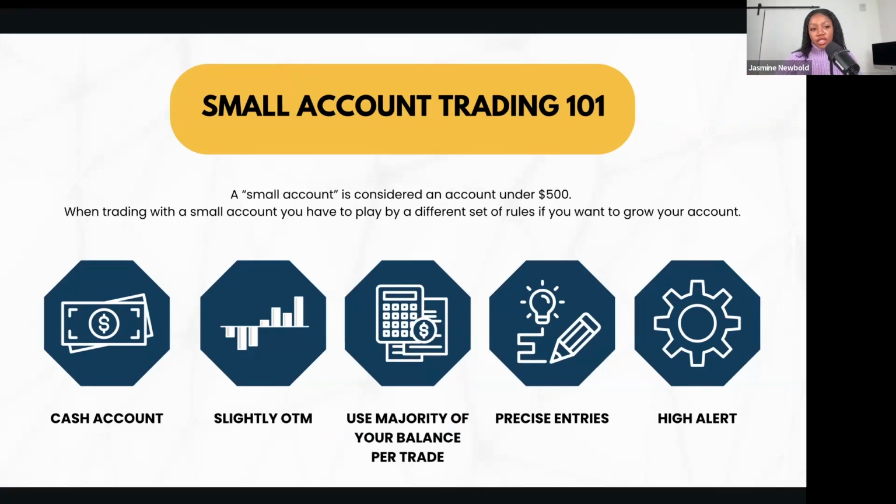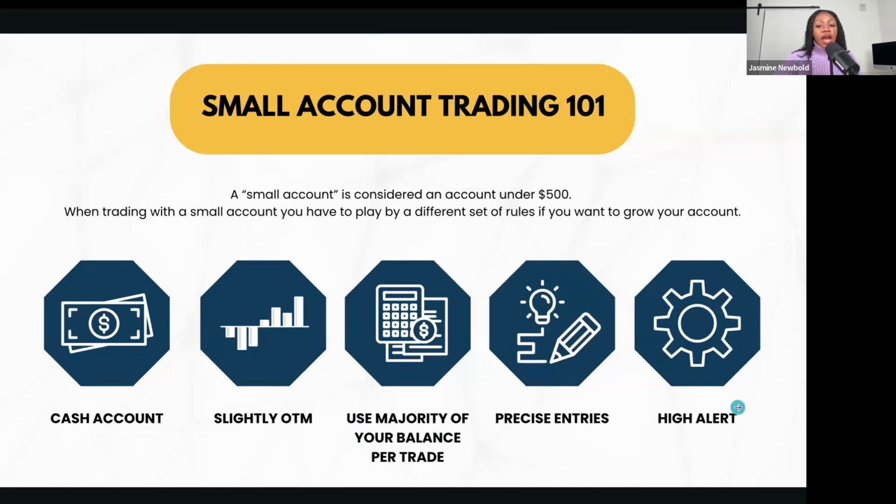You're going to have to use a majority of your balance per trade. When you have a larger account, I do not recommend using your entire account to trade with every day. I recommend using half your account to trade with every day. But if you have a small account, you're probably going to use 80, 90, or maybe even 100% of your account to trade with in order to make the type of gains that you need to grow your account.